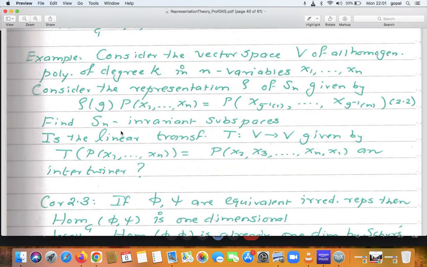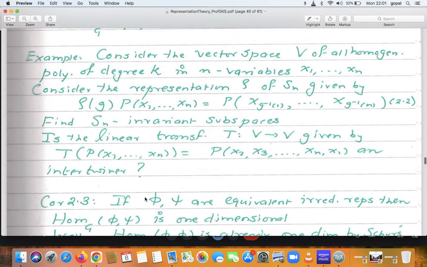Find the invariant subspaces. Is a linear transformation T from V to V given by T P(x1, x2, ..., xn) equal to P(x2, x3, ..., xn, x1) an intertwiner? There are some exercises.